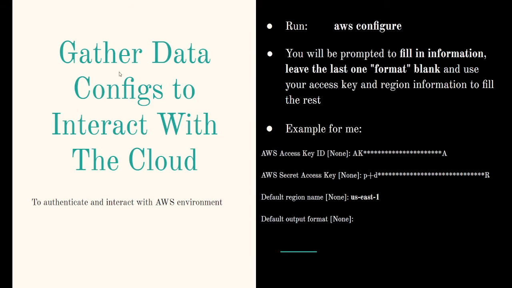So let's now do the configuration, now that we have all the information needed. You need the credentials to interact with the cloud. So you first run aws configure in your terminal. You'll be prompted to fill in information. You leave the last field blank, which is the output format. So you see the example here: for me, the access key, the secret, and after that I put the region, and I left just the last output format clear, so there's nothing. After that I just pressed enter, and I got it done.